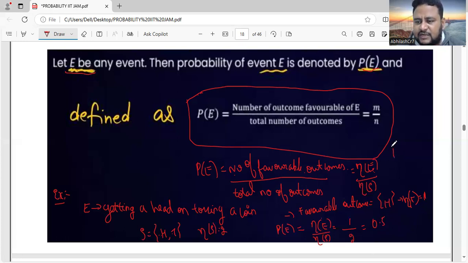The probability of an event always lies between 0 and 1: it is always greater than or equal to 0 but less than or equal to 1.